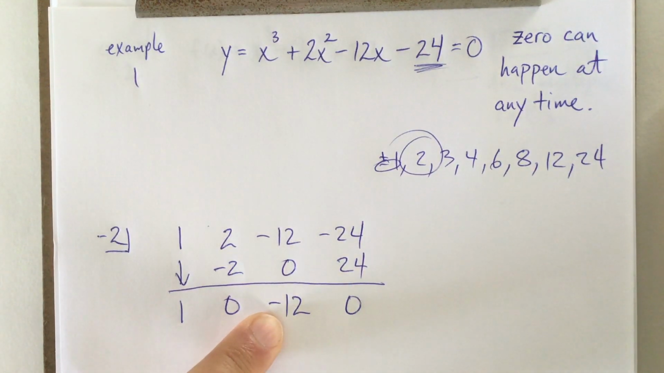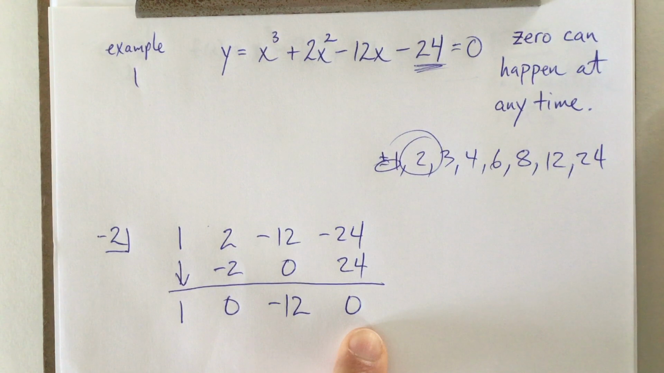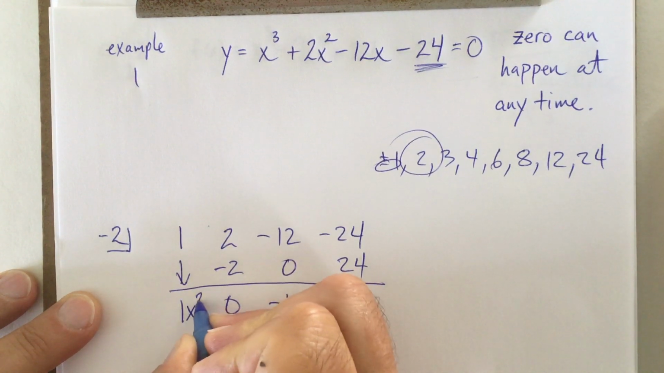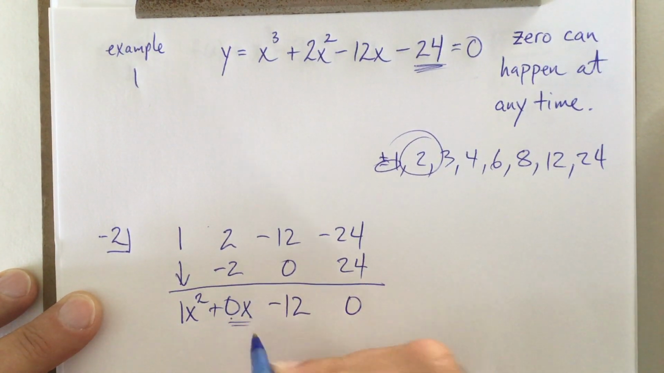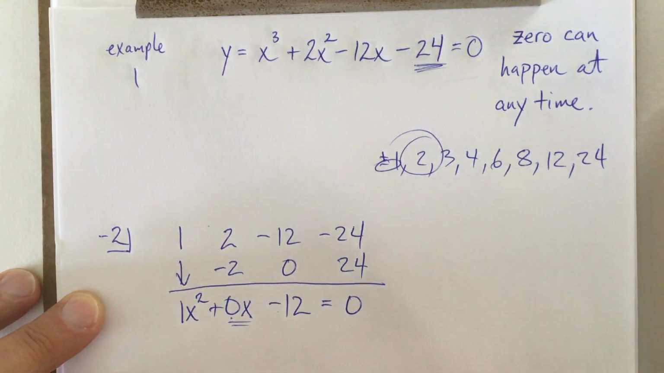So it can happen anytime, you can get a 0. You just want to make sure the last thing that comes out is also a 0. So let's continue. This we haven't seen before, but this would be an x squared plus the 0x. I call that the 0x. Minus 12 equals 0.